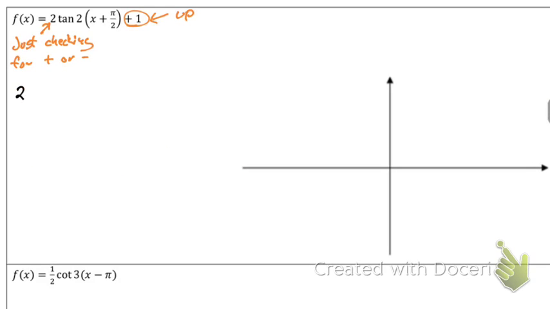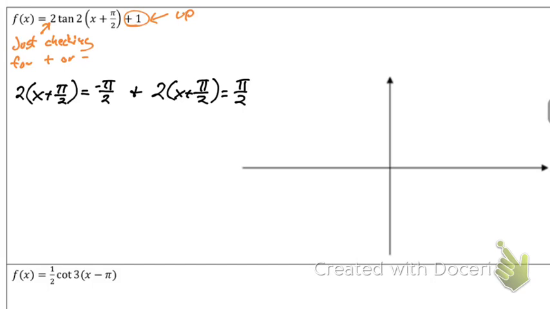We're going to have 2x plus pi over 2 equals negative pi over 2, and we're going to set x plus pi over 2 equals a positive pi over 2. This will handle the period, and it will handle your shift left or right, all in one step. So I'm just going to set those two things equal to see where our vertical asymptotes are.